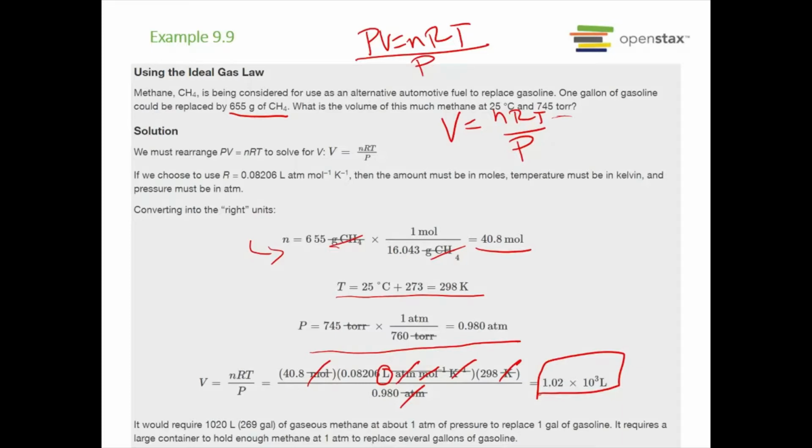So it would require 1,020 liters of gaseous methane to replace 1 gallon of gasoline. So this is, like I was saying, with those natural gas cars, it's a huge container in the car for the methane gas. It takes up, like I said, the entire trunk.